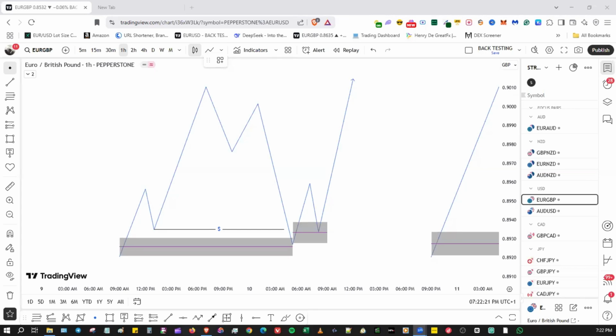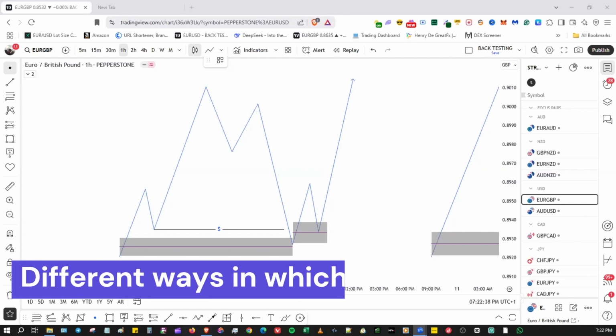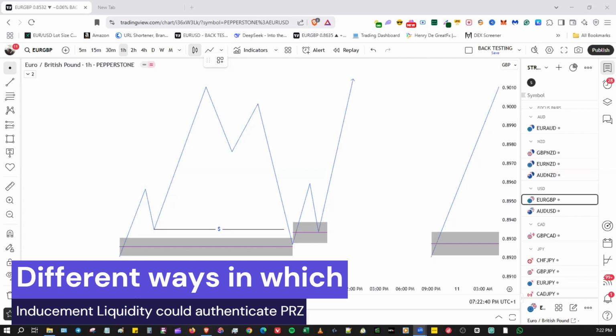Okay, guys, I want to use this opportunity to talk about different instances of inducement liquidity with respect to trading harmony patterns. We have different forms and different ways in which inducement liquidity can verify and authenticate a potential reversal zone.